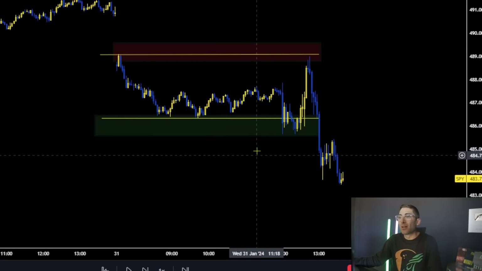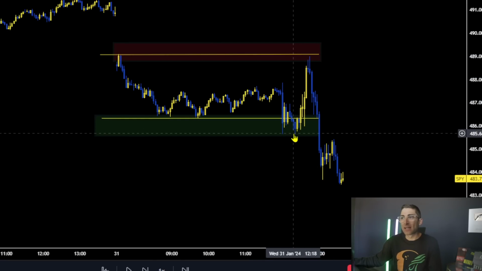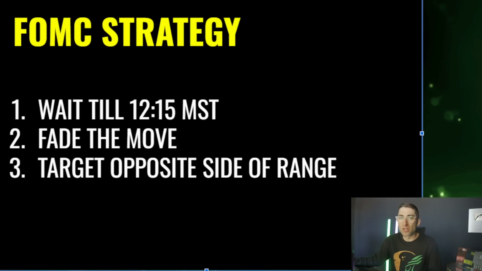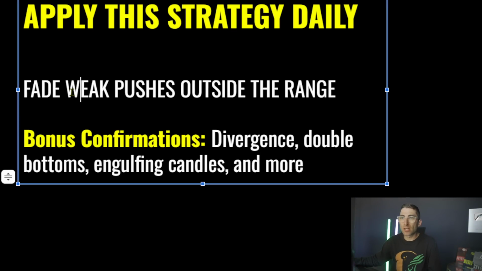But how do you know to grab these with confirmation? How do you know that this isn't going to just continue down? Everyone's going to comment that, and I want to make sure you guys understand. So when you apply this strategy, you're looking to fade the weak push. The weak push is important to find.